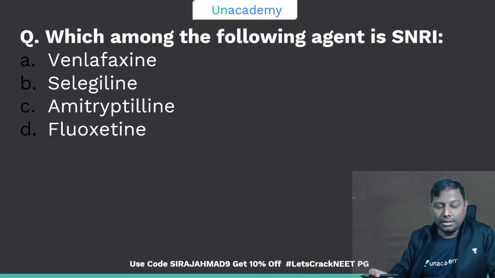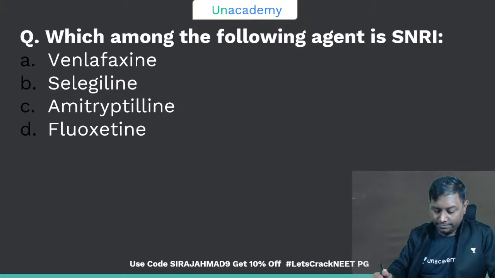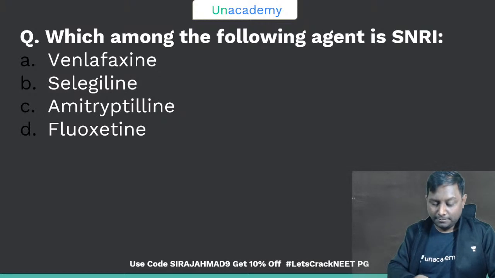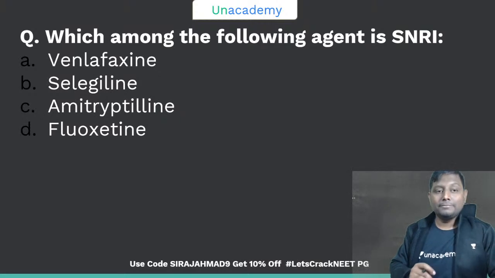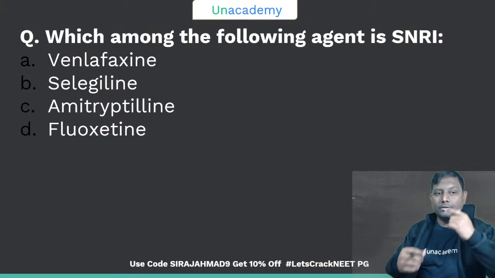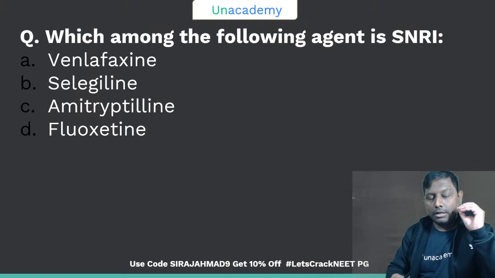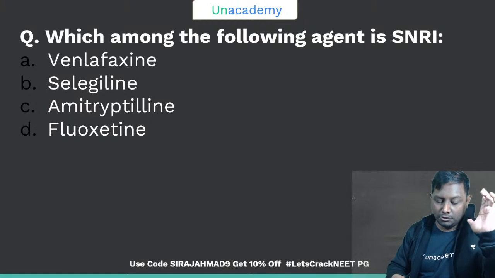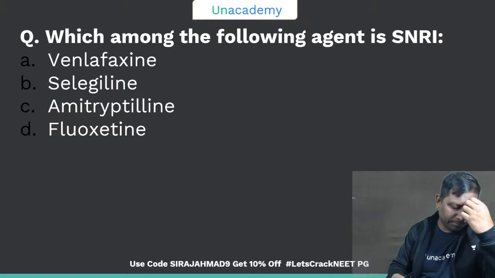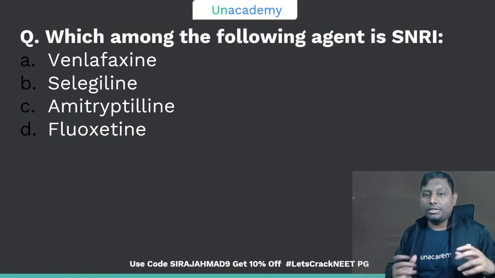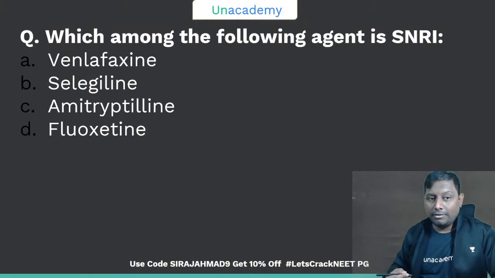Venlafaxine, selegiline, amitriptyline, and fluoxetine. Which of the following is an SNRI? I think the options are quite similar to the previous question, but you'll have to choose, because in your examinations, especially NEET, they have asked this question multiple times: identify which of the following is an SSRI, which is an SNRI. You'll have to identify.